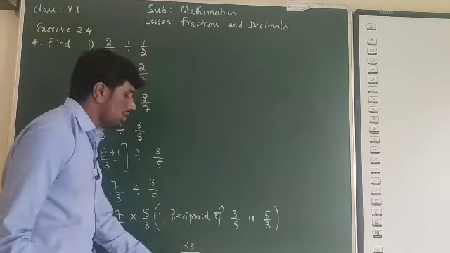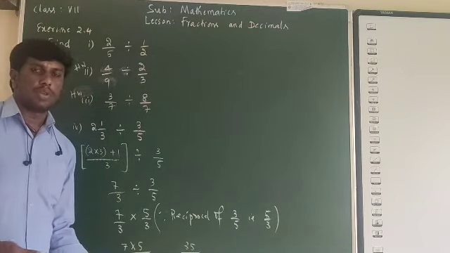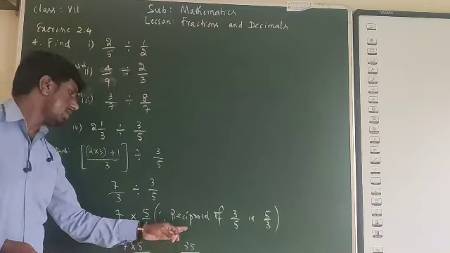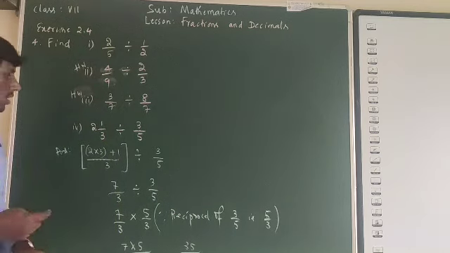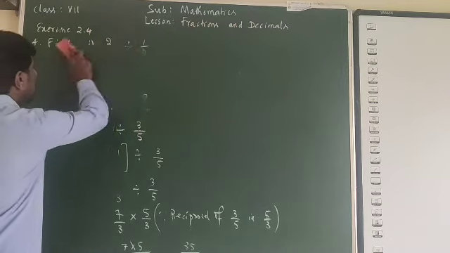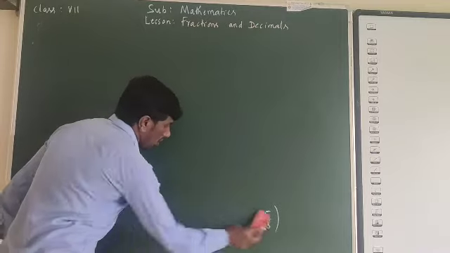You can convert this into a mixed fraction also by dividing 35 by 9, or you can write the answer as 35 by 9, which is also fine. This is the method for the whole exercise. The remaining questions are the same type, combinations with mixed fractions, so I will do those questions as homework.